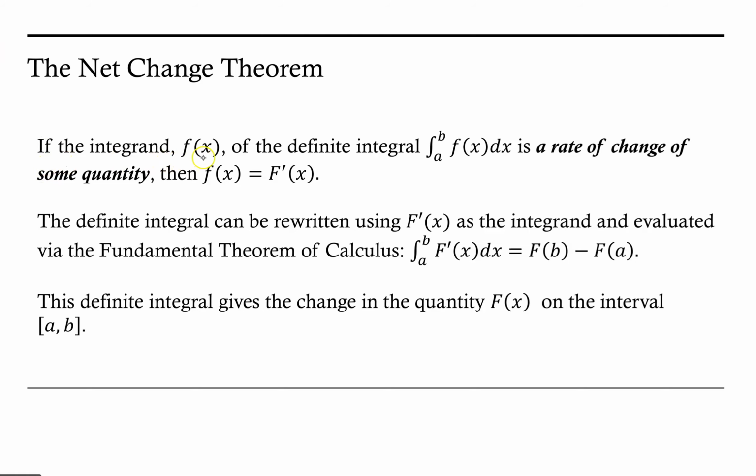If the integrand f of x of the definite integral from a to b of f of x is a rate of change of some quantity, then the integrand f of x is the derivative of some function, the antiderivative, or capital F of x. Then the definite integral can be rewritten using capital F prime of x in place of f of x as the integrand and evaluated via the fundamental theorem of calculus.